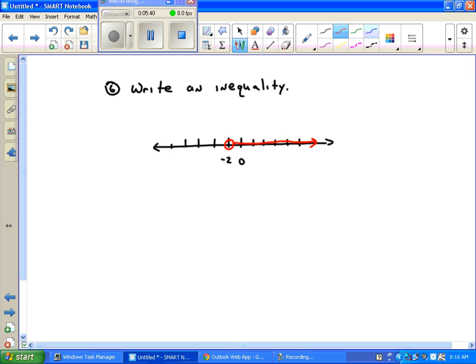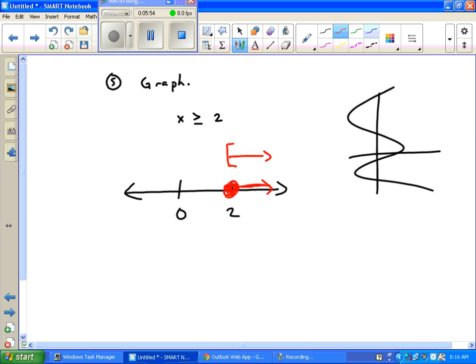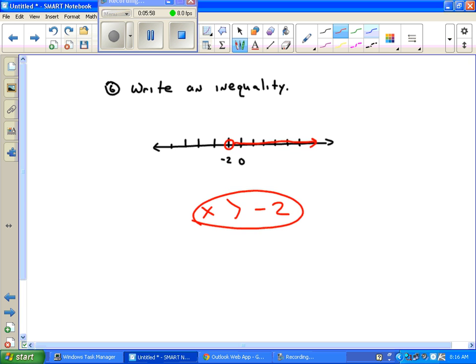Number 6 says write the inequality of this one. So now it's an open bubble, so it's saying greater than. So x is greater than, and it's at -2. Notice it's not a colored in bubble. That's why it's not greater than or equal to like number 5 was. That one said or equal to there. That's why we have a colored bubble. This one is an open bubble.